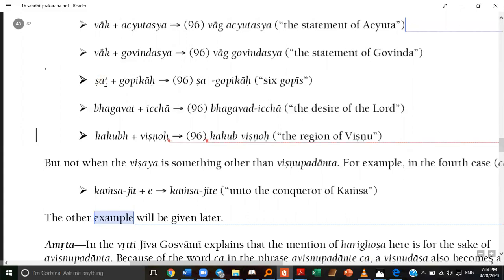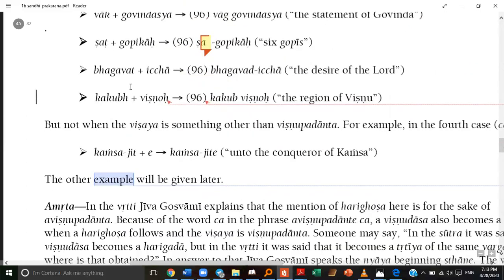Shat. Now, which Varga is this? Ta Varga. And what is the third letter? Da. So it's a misprint here. It should be Shat Gopika. Are you able to see? The next is Bhagavad Ichha. Which Varga is this? Ta. And the third letter is Da. Bhagavad Ichha, this is very common. You will find this sandhi rampant everywhere.